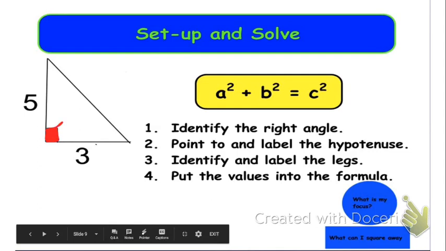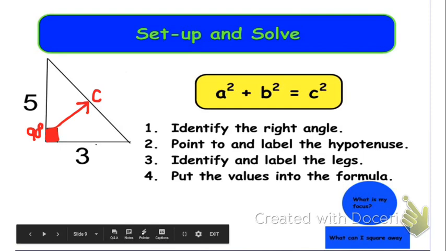And then I'm going to point to and label the hypotenuse, because the hypotenuse is directly across from the 90-degree angle. This is your 90-degree angle. Okay? And this is leg C, also known as the hypotenuse. Also, you need to remember that c is always lowercase. Okay, don't ever write it as a capital letter. Write it as a lowercase letter.